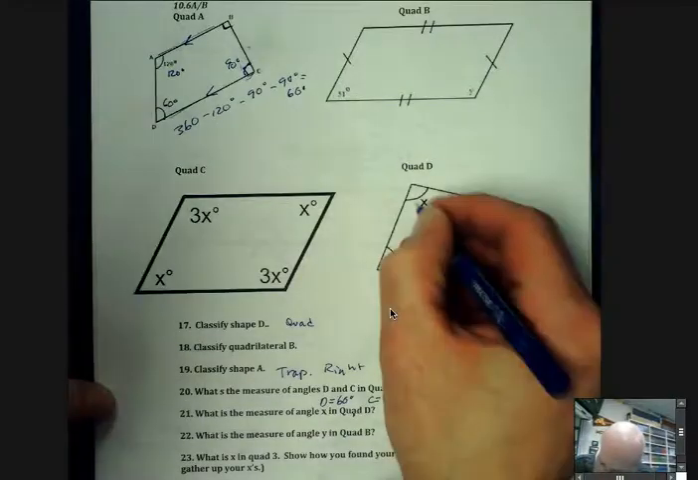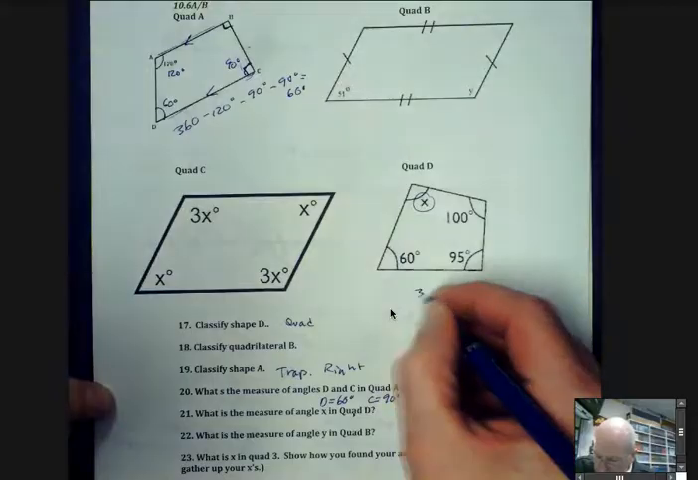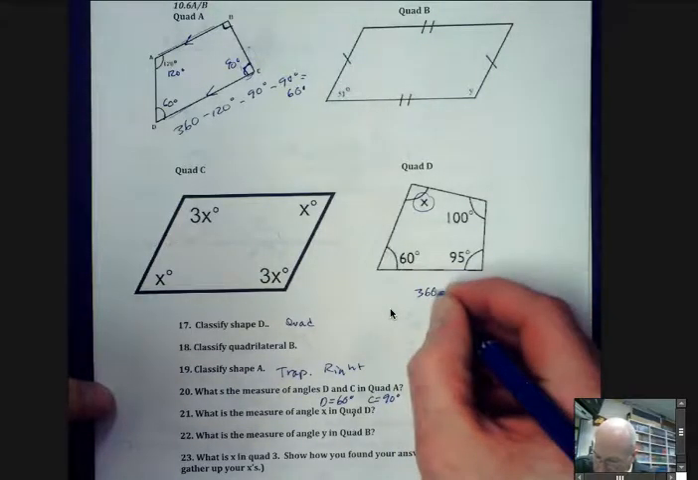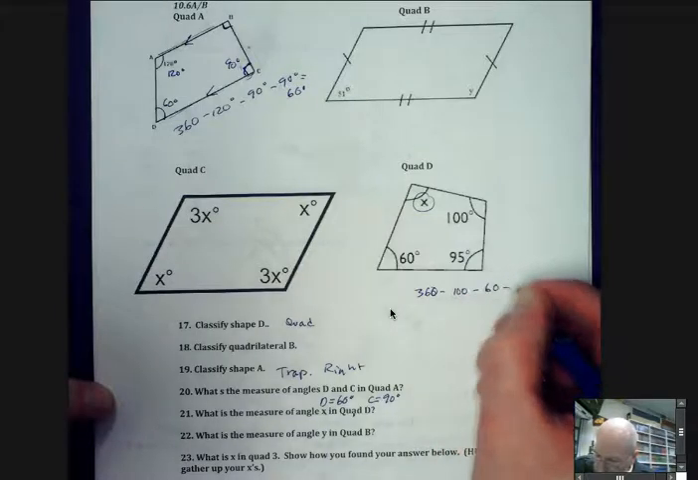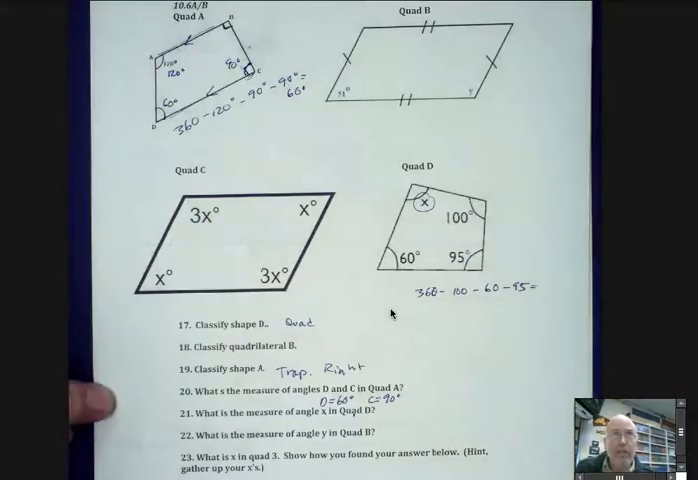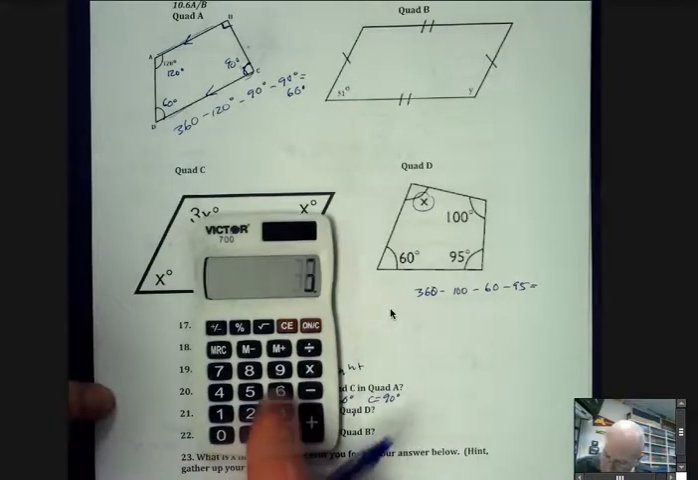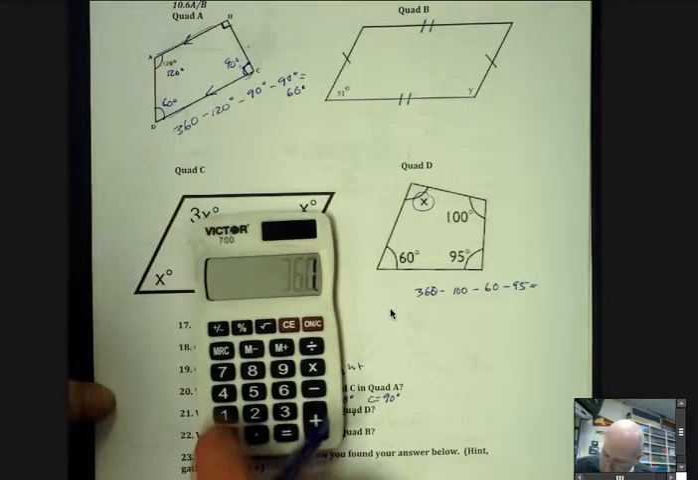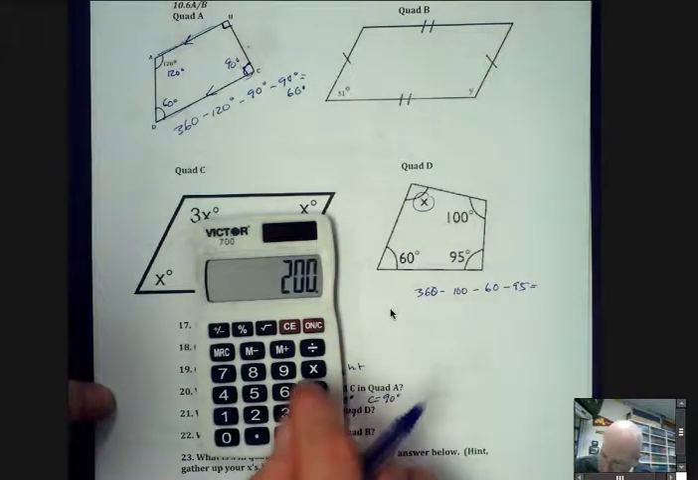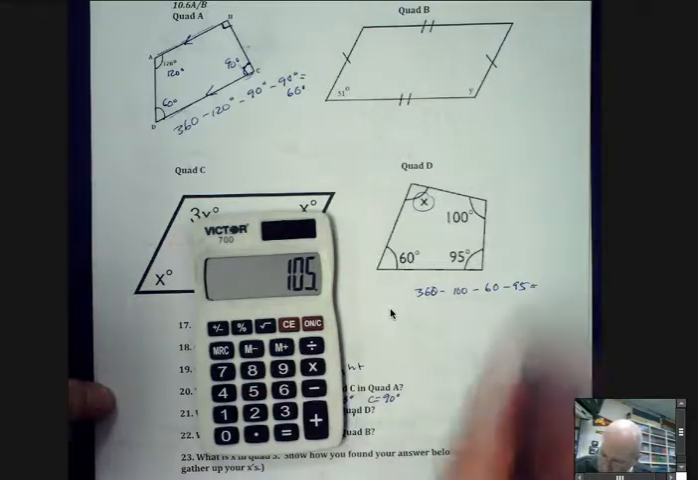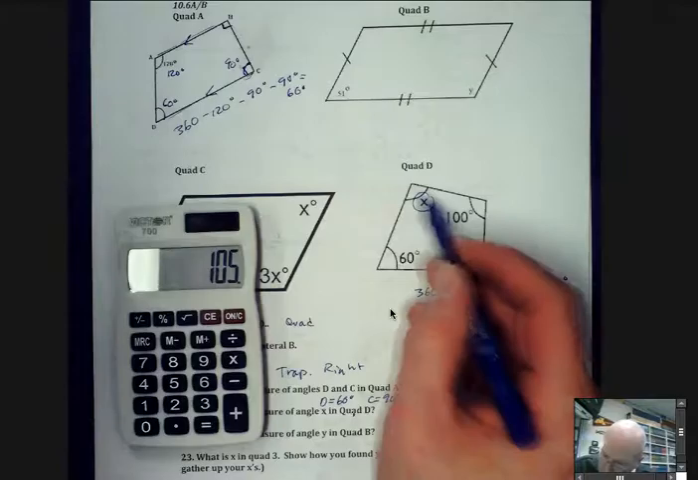All right, so it says, what is the measure of angle X in quad D? So now we've got to find this measure right here. Well, I'm just going to do the 360 thing. Take 360, minus 100, minus 60, and take away 95, and that's going to give me my answer. So I'll pop that in the calculator: 360 take away 100, take away 60, take away 95. That equals 105. Does that look right? Yeah, it does.